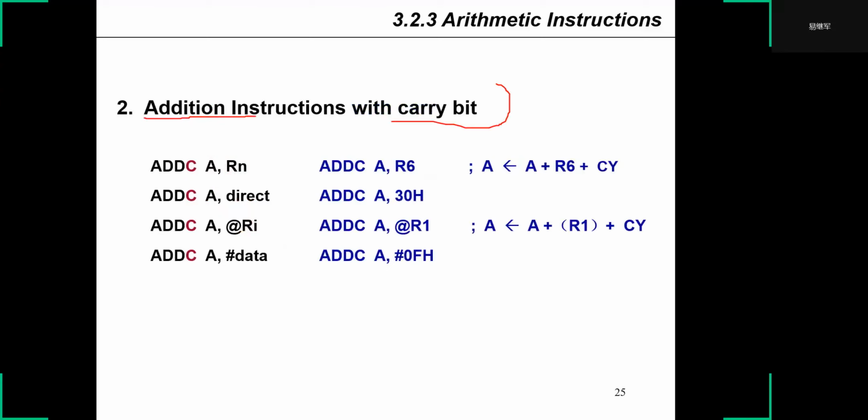Addition instruction with the carry bit. ADD is the addition instruction without carry bit. ADDC is the addition instruction with carry bit. So ADDC A, R6 means A plus R6 plus CY, where CY means carry bit. Then we put this sum into A.